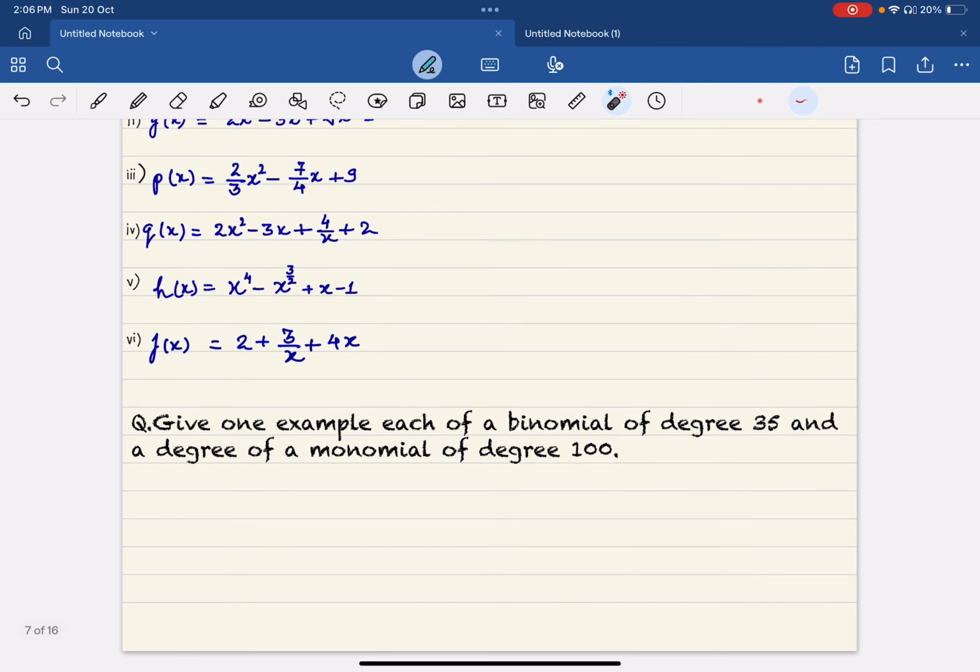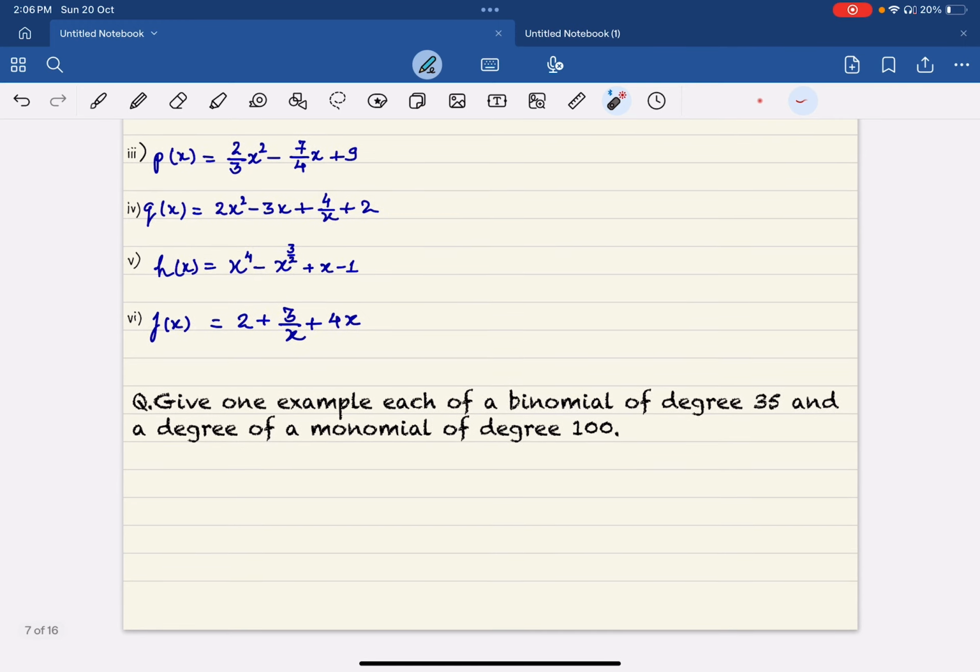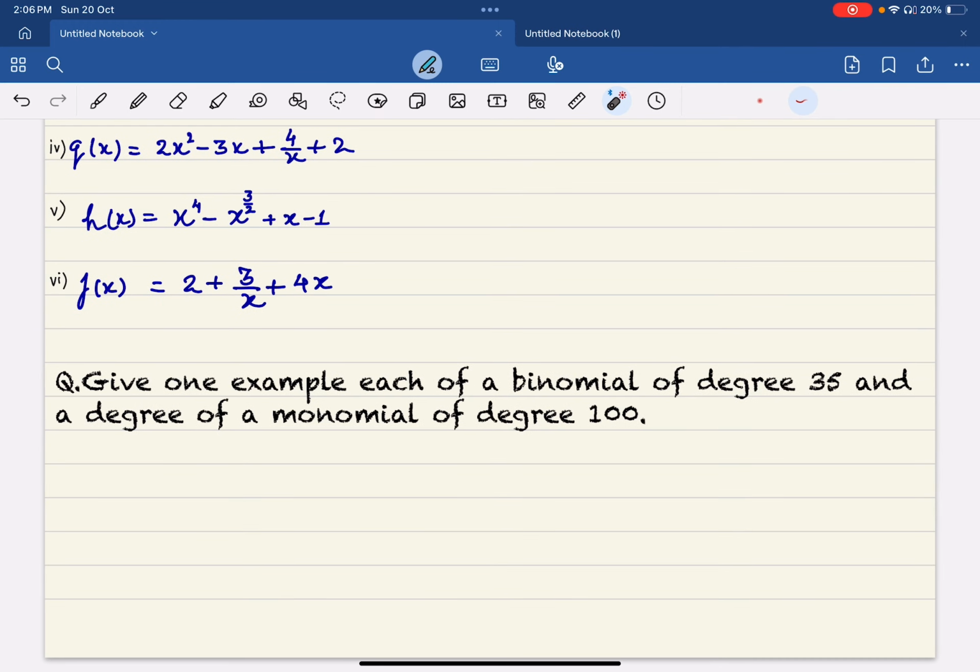Okay. Now let's move on to the next question. Give one example for each of the following: a binomial of degree 35 and a monomial of degree 100. First, we have to give an example of a binomial of degree 35. So let's do the first part of this question.